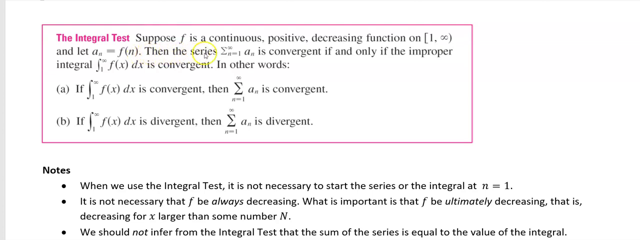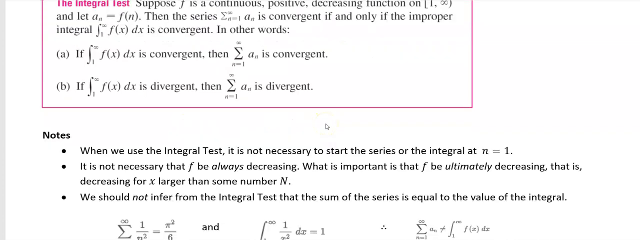Then the series from 1 to infinity of a sub n is convergent if and only if the improper integral is convergent. So in other words, if the improper integral of the function that would essentially match our sequence or series is convergent, then our sum or our series is also going to be convergent. And if it is divergent, then the series would be divergent.